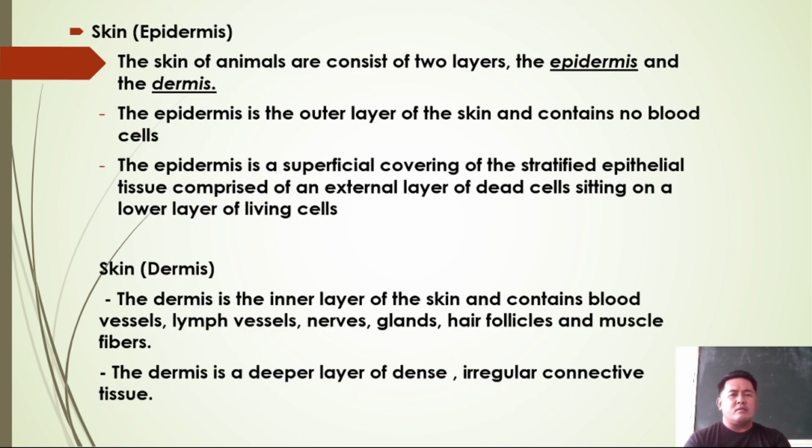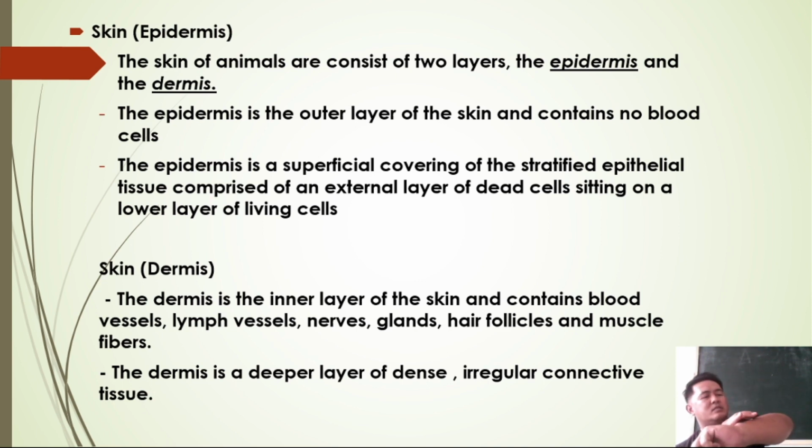So, skin or the epidermis. The skin of the animals consists of two layers. So, we have two layers of skin, no? The epidermis and the dermis. The epidermis is the outer layer of the skin and contains no blood.